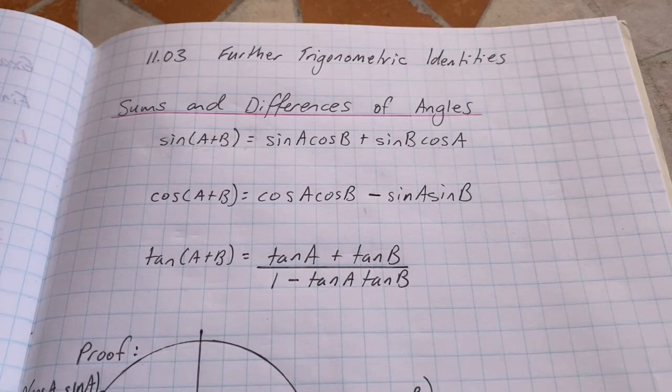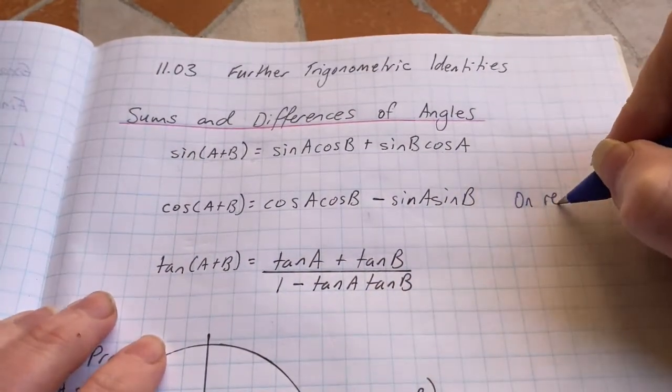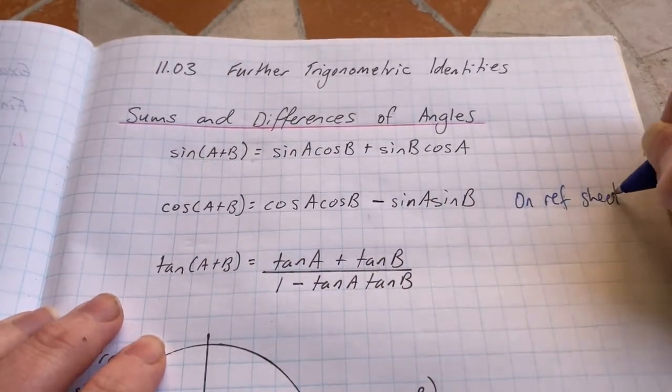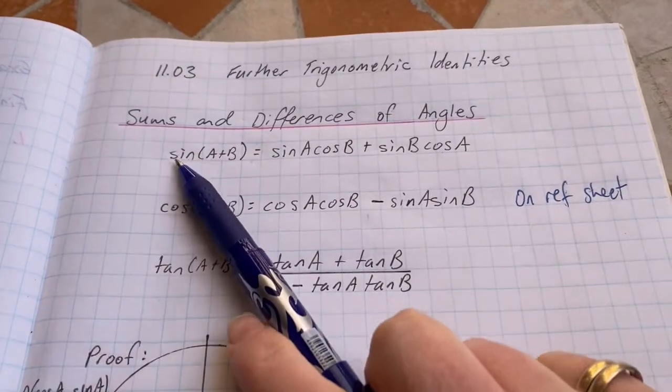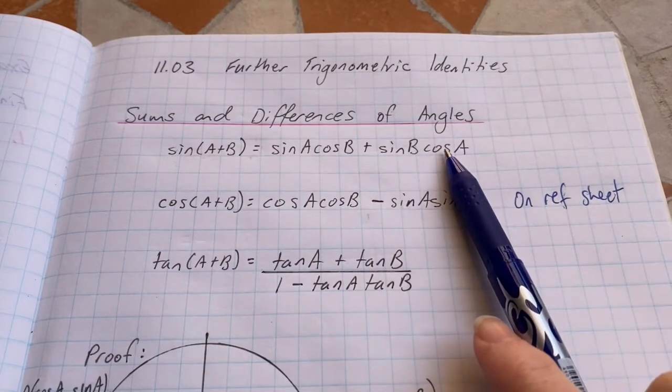So in exercise 1103, we're going to look at some more trig identities. Now, these three here are given on your reference sheet, and I am going to be proving them. So sine of A plus B is sine A cos B plus sine B cos A.